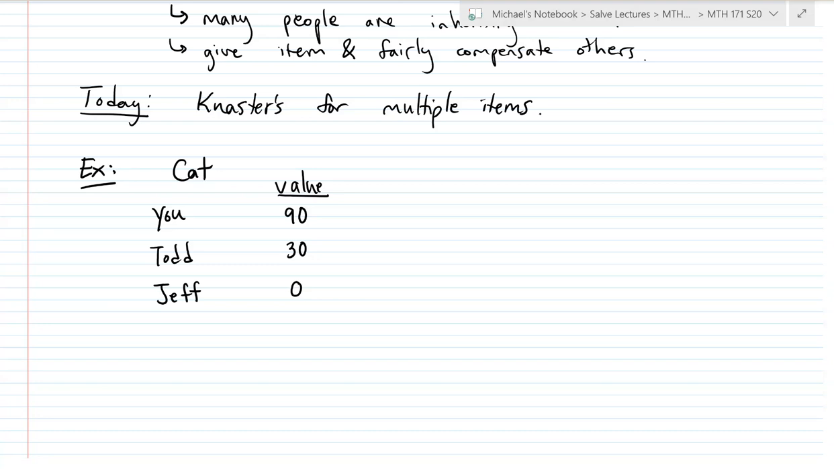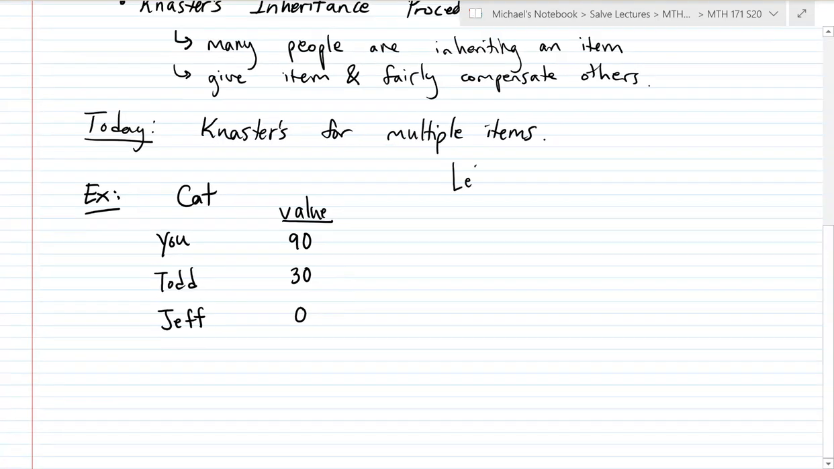Okay, and so we gave a sample division, but what I'd like to do is actually give the division that Knaster's inheritance procedure would say to give.